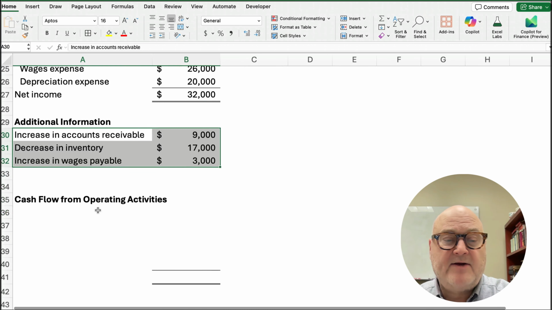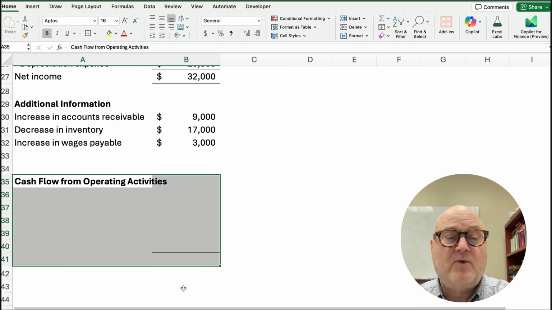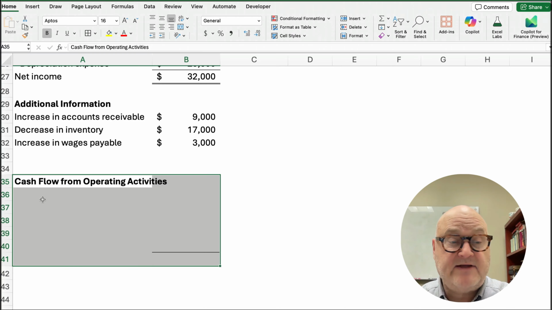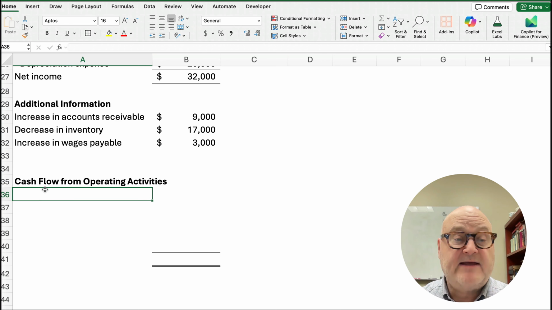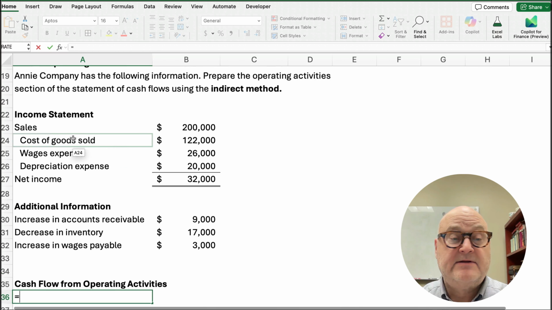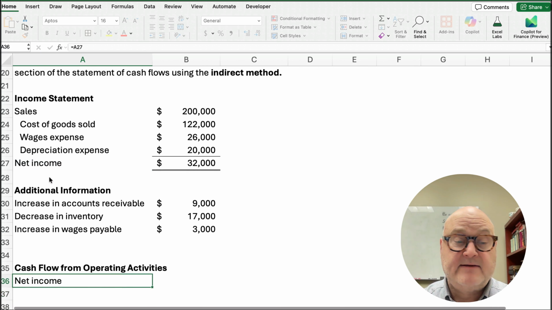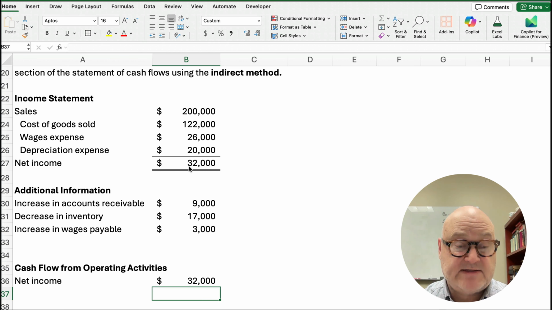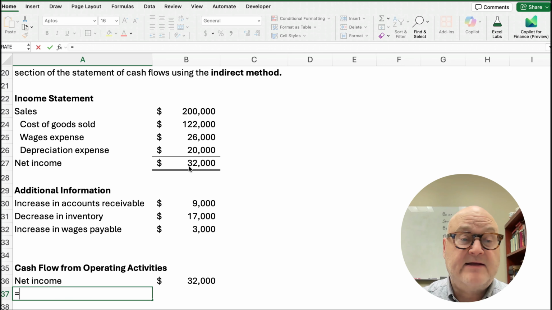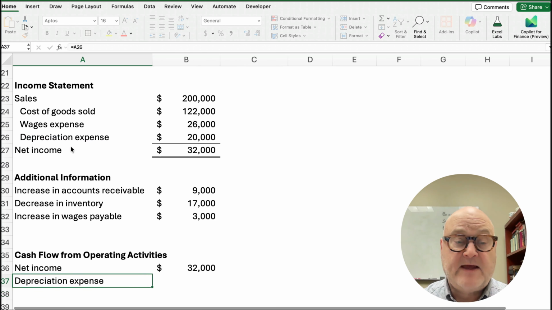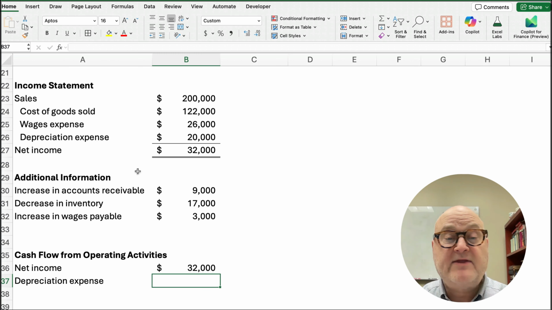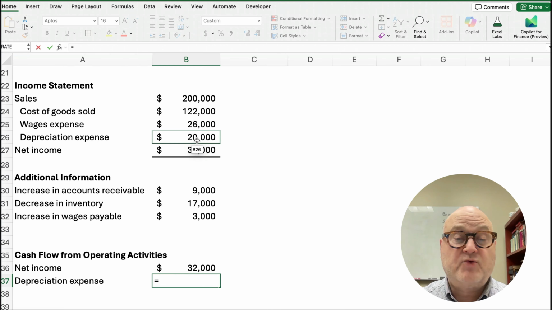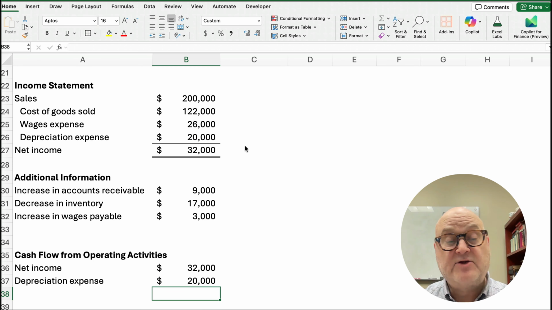All right, so our job is we need to calculate what is the cash flow from operating activities. What we're going to do is we're going to take the net income. So I'm going to take net income, I'm going to grab that and grab the $32,000. Now, what do we need to do to adjust? Well, the first thing we always do is we're going to take the depreciation, and it's a reduction. This $20,000 made net income go down, so I'm going to add the $20,000 to the 32, and so that's going to increase our cash flow from operating activities.